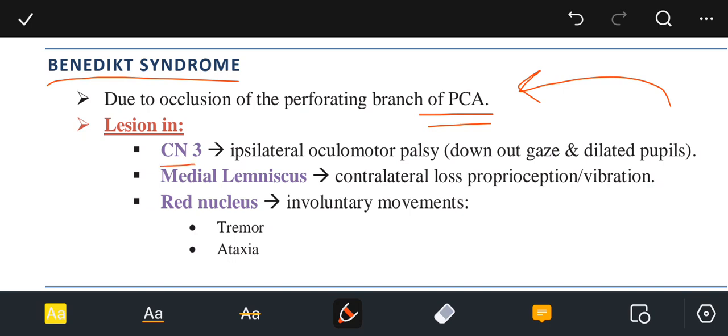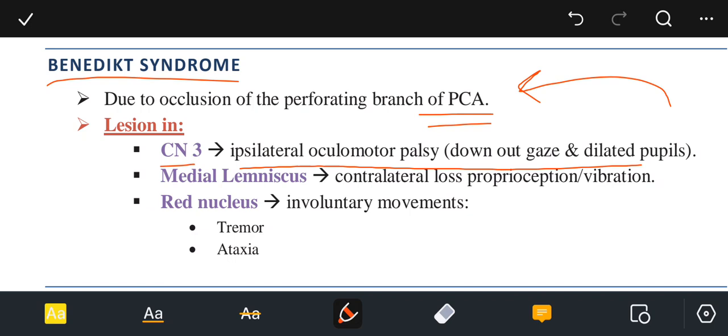Lesion in the cranial nerve 3. So if the cranial nerve 3 is gone, there will be ipsilateral oculomotor palsy, down and out gaze with a dilated pupil. If the cranial nerve 3 is not working, on the same side the pupil will be down and out with a blown out pupil, because the parasympathetic nerves which were carried by the oculomotor nerve will not be transmitted to the pupil, and pupilloconstriction will not happen, and thus the pupil will be dilated.